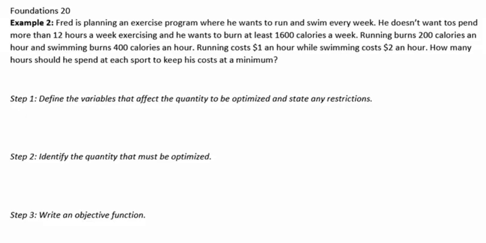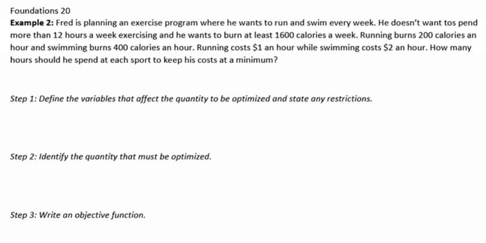So example 2, Fred is planning an exercise program where he wants to run and swim every week. He doesn't want to spend more than 12 hours a week exercising, and he wants to burn at least 1,600 calories a week. Running burns 200 calories an hour, and swimming burns 400 calories an hour. Running costs $1 an hour, while swimming costs $2 an hour. How many hours should he spend at each sport to keep his costs at a minimum now? So this is a minimum question, not a maximum, but still optimizing.